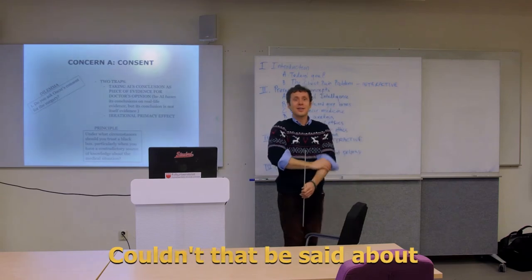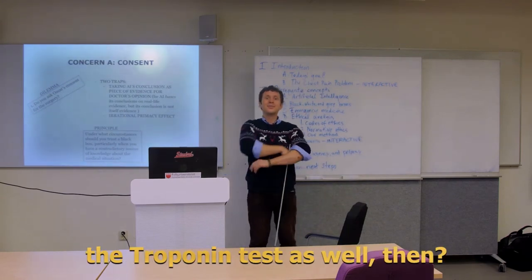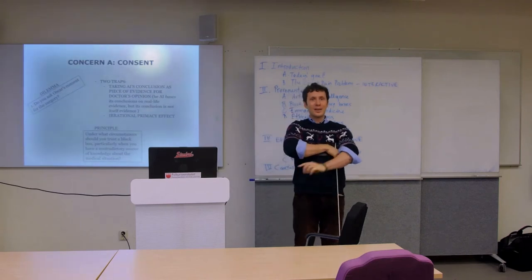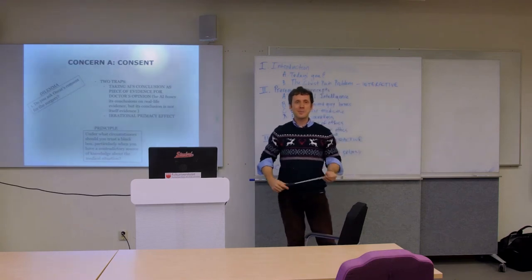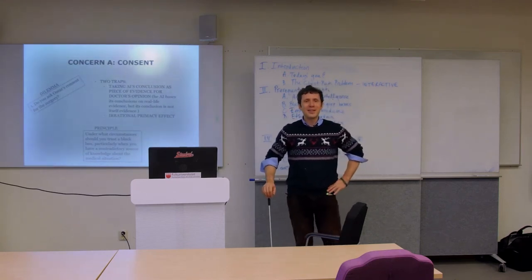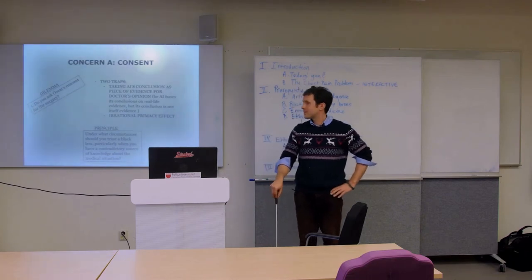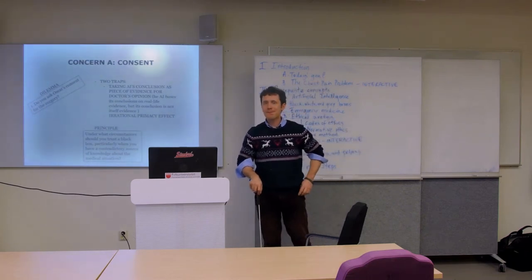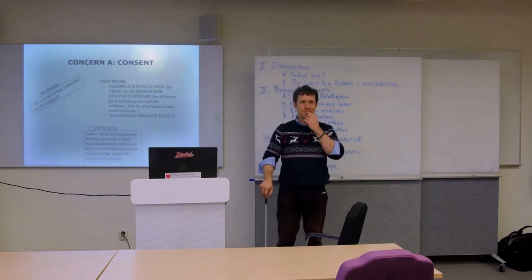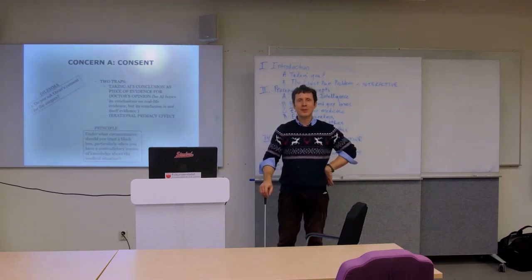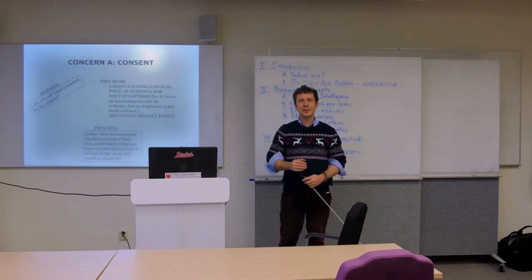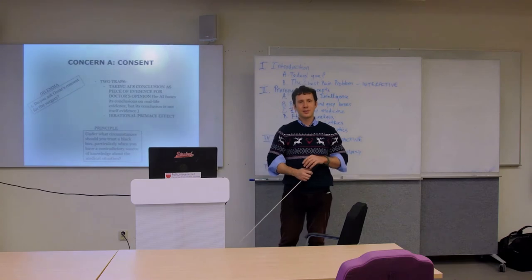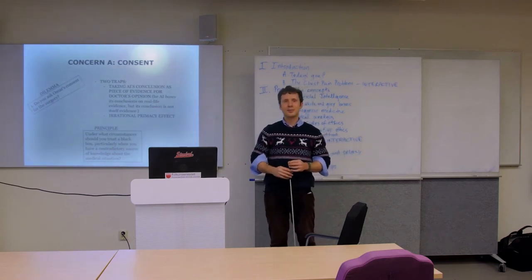Couldn't that be said about the troponin test as well, then? If I get a test, and I personally believe that chemical test to be more accurate than an AI, wouldn't I then also be biased towards that compared to being biased towards the AI? Whereas I would kind of forgo the percentages that Kathleen talked about, the percentage differences, where actually listening to the AI would be more beneficial.